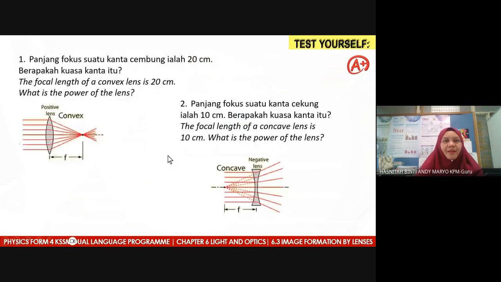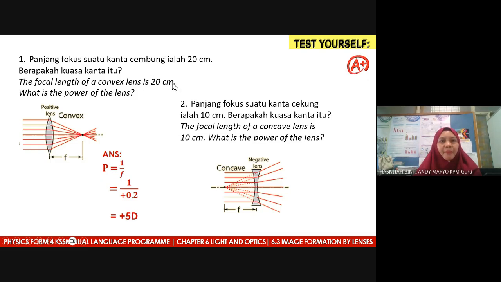Okay, this is the application: problem solving involving power of lens. We look at two examples. Given here number one, the focal length of a convex lens is 20 cm. Find the power of the lens. So this is a very direct question. This is the formula: power is 1 over F.